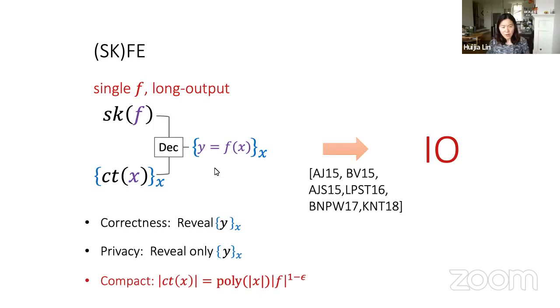So one more requirement in order to get I/O is that we will need to make sure that the size of the ciphertext, which usually we think about as a polynomial in the length of the input, and here we would like to allow it to also scale somewhat with the size of the function, but as long as it's not linearly scaling, instead it is sublinear in the size of the function. And this is what we call the compactness requirement. So for the rest of the talk, we're going to try to construct this single key functional encryption with compactness.